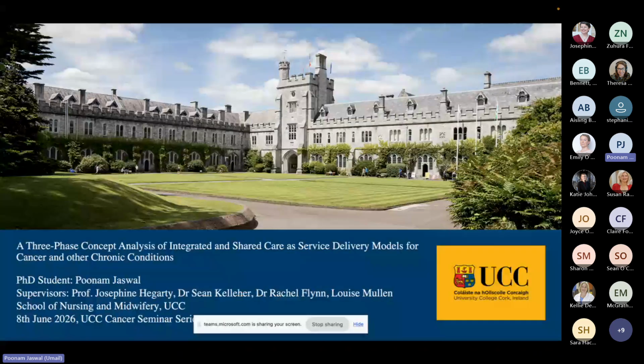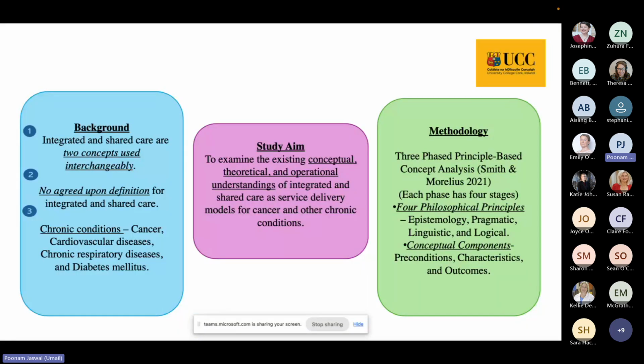So just to provide a little bit of background to my study, integrated care and shared care are two concepts that are used interchangeably in policy and practice. And currently, there is no agreed upon definition for both of these concepts, which does create confusion as to how they are understood and applied.